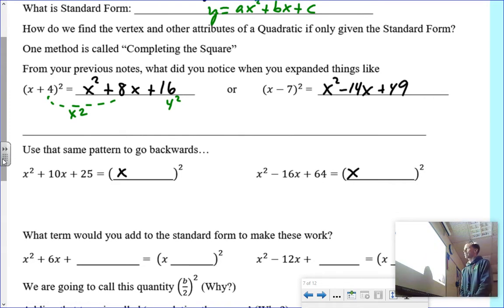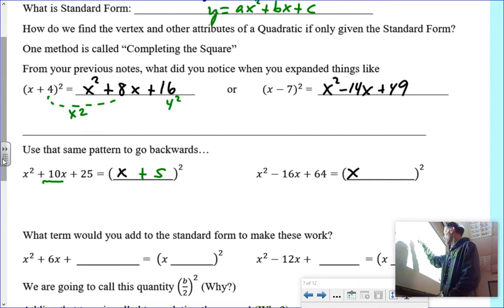So hopefully you have those answers. Again, we look at this value right here, and if we take that value divided by 2, that's 5, so we know it's going to be plus 5. And of course, it works because 5 squared is also 25, right? Same deal. If we take this b value divided by 2, negative 16 divided by 2 is negative 8. And again, negative 8 squared would be 64, so that works also.